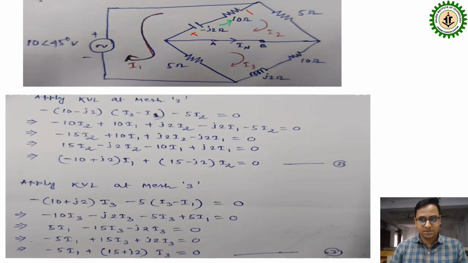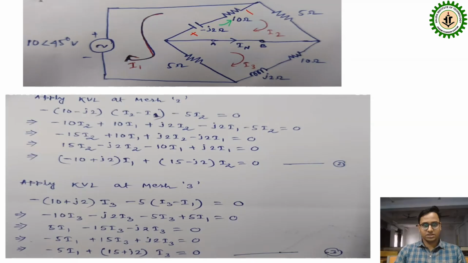After simplifying this, again I am getting minus 10 I2 plus 10 I1 plus J2 I2 minus J2 I1 minus 5 I2 is equal to 0. Then after solving this, it is coming minus (10 plus J2) I1 plus (15 minus J2) I2 is equal to 0. This is equation 2. Again, we have to apply KVL at loop 3.